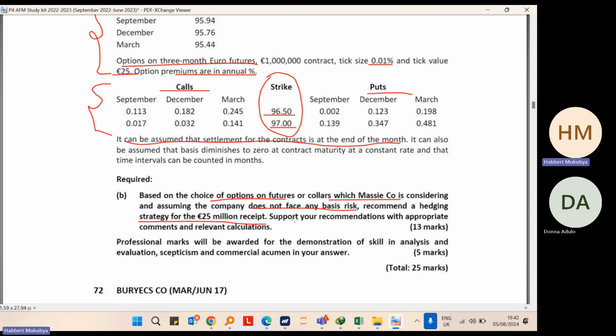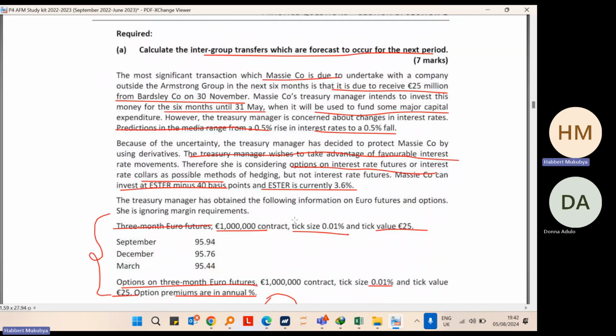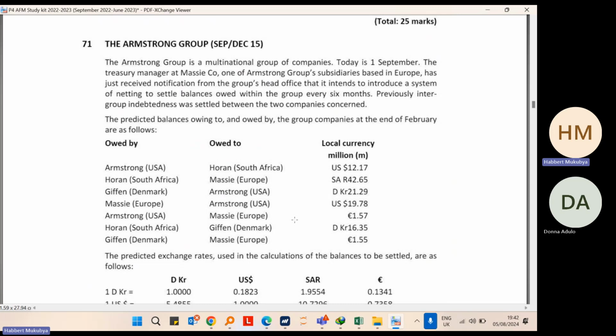So let us first start with the first one. If we go to the scenarios and then read the scenario for the first one. The Armstrong Group is a multinational group of companies. And today is 1st September. The manager at Massey, one of the Armstrong Group subsidiaries based in Europe, has just received notification from the group head office that it intends to introduce a system of netting. So they are going to do a system of netting, settling balances owed within the group every 6 months. Previously, intergroup indebtedness was settled between the two companies concerned.